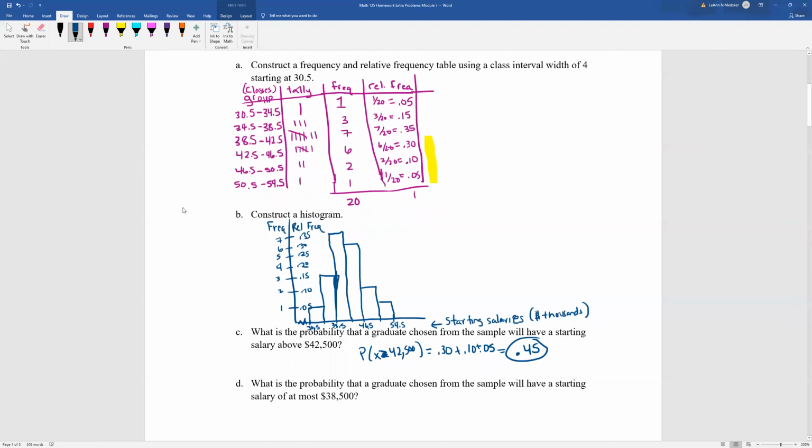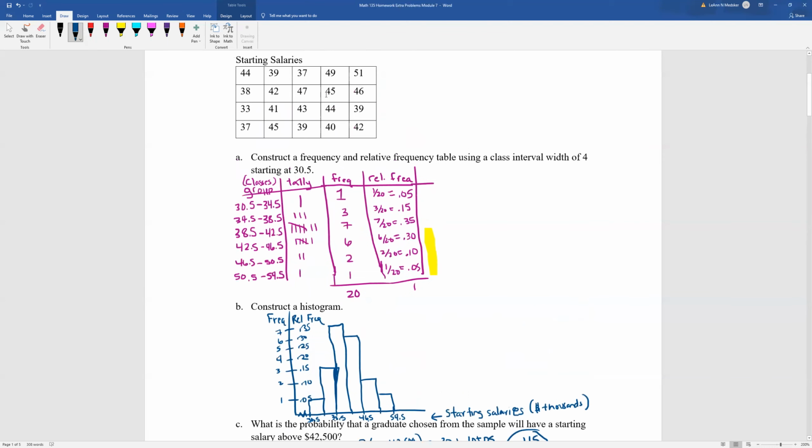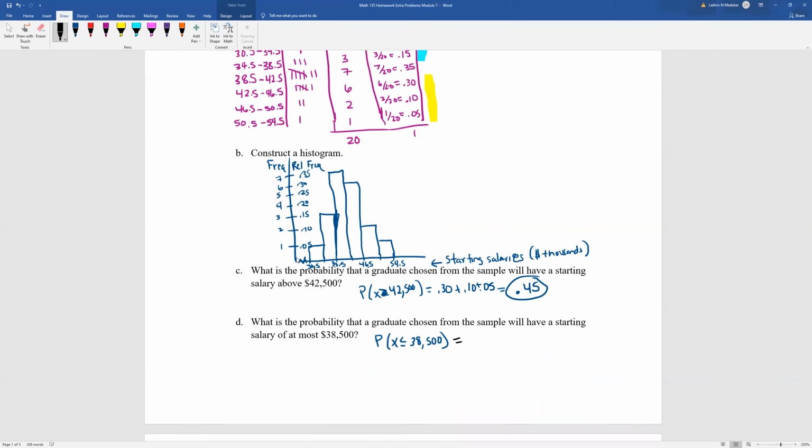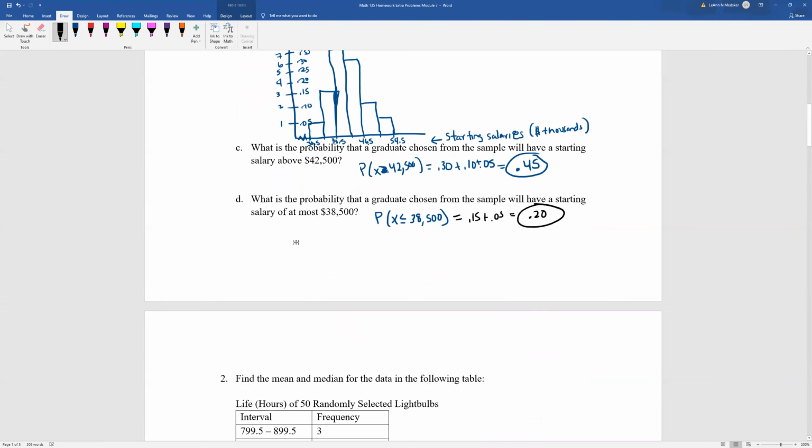And then what is the probability that a graduate chosen from the sample has a starting salary of at most 38,500? That means less than or equal to 38,500. So again, you can't use this one because we didn't have any items that were exactly 38,500. Our closest to that is the 38. So we're going to be doing the bottom two for that one, the 0.15 and the 0.05, which is 0.20. Okay, so there is that one.